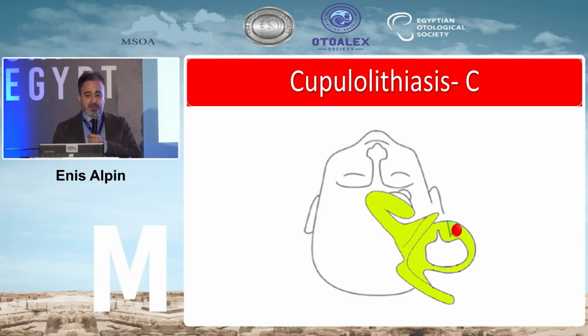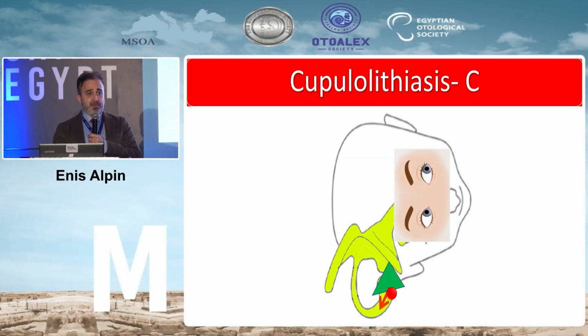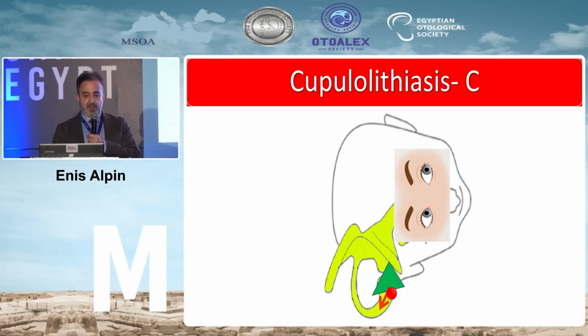Let's consider cupular lithiasis. When we turn the head to the sick side, the flow of endolymph is inhibitory. So we'll have an apogeotropic nystagmus.